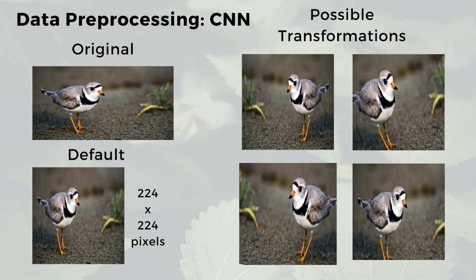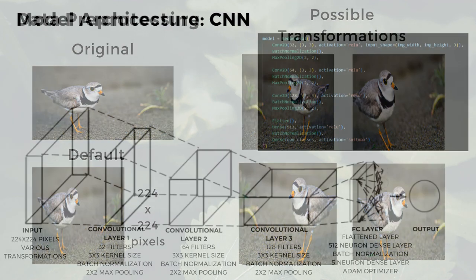These transformations included rescaling, rotation, flipping, and more. For the CNN, the images were resized to 224 by 224. After this, all images were put through the image data generator function, which performed the various transformations.